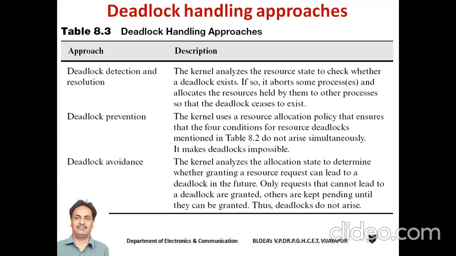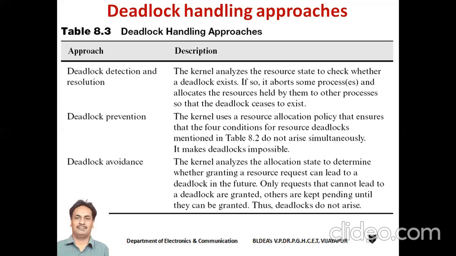And we have the second approach, which is referred to as deadlock prevention. In this case, the kernel uses the resource allocation policy in such a way that none of the 4 conditions occur, or otherwise we can say that the 4 conditions we have listed for the occurrence of deadlock should not occur simultaneously. This care is taken by the operating system to prevent deadlock. Students, the kernel will see that the resource allocation policy ensures that all the 4 conditions which cause deadlock do not occur simultaneously. So it makes deadlock impossible.